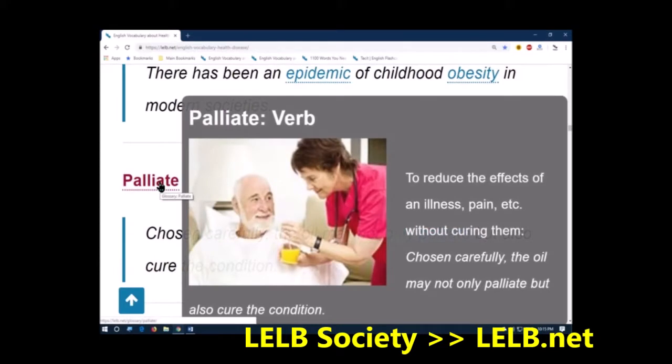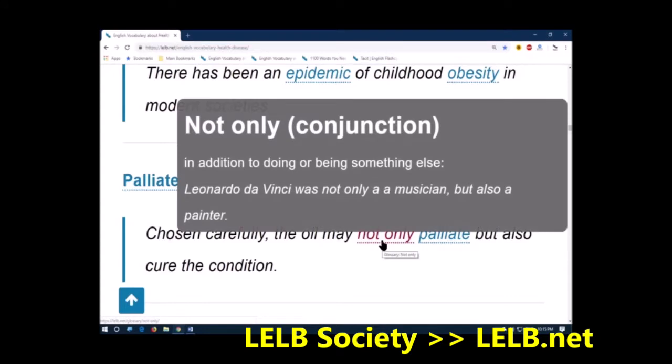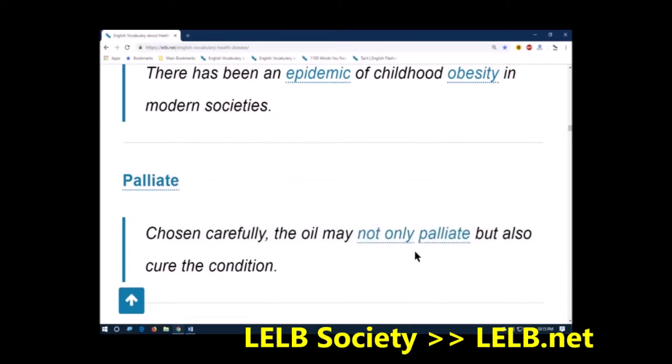Palliate. To reduce the effects of an illness, pain, etc., without curing them. So it's a kind of painkiller. Chosen carefully, the oil may not only palliate but also cure the condition. So not only, it means in addition to doing or being something else. Not only palliate but also cure the condition. Pay attention to my intonation.